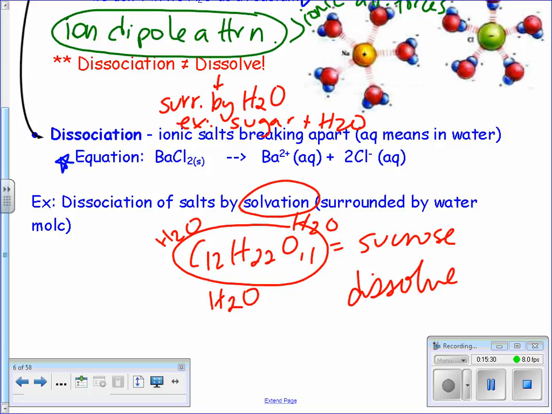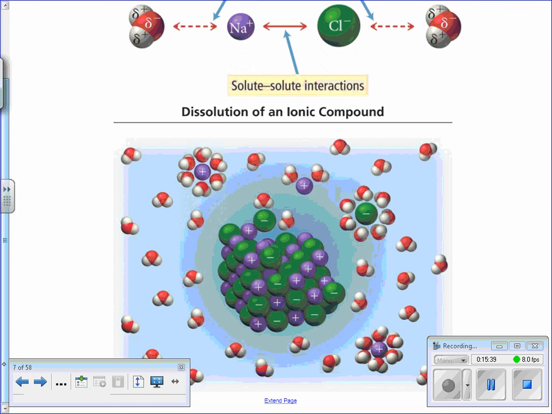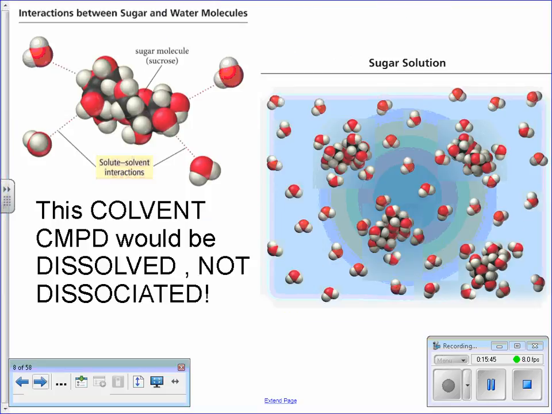Okay, feel good about that one? Can we move on? I'm talking a lot. Thank you. All right, so here's our ion-dipole interactions again. This is from your book. I'm not going to hang out here very long. This is another example of our dissolving, not dissociating, because you can see that covalent compounds like sucrose, like I said, are just going to be surrounded by water and not dissociate. Can I go forward? Yes, thank you. So there's a difference there.